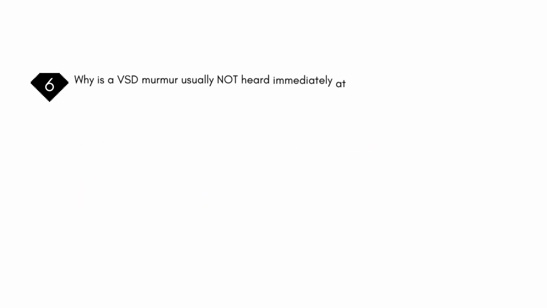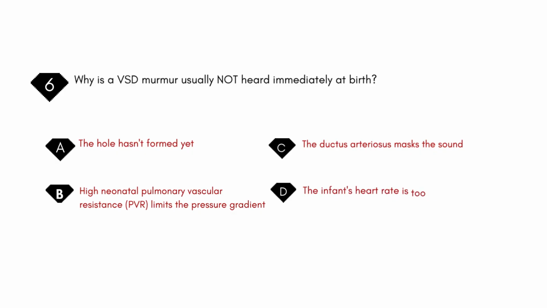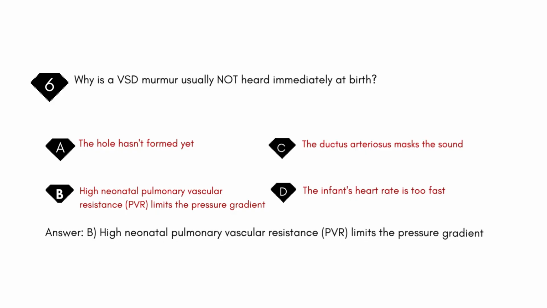Why is a VSD murmur usually not heard immediately at birth? A. The hole hasn't formed yet. B. High neonatal pulmonary vascular resistance, PVR, limits the pressure gradient. C. The ductus arteriosus masks the sound. D. The infant's heart rate is too fast. Answer: B. High neonatal pulmonary vascular resistance, PVR, limits the pressure gradient.